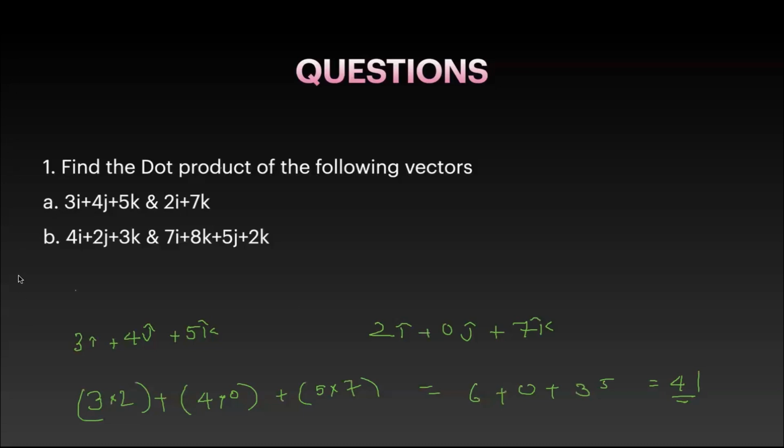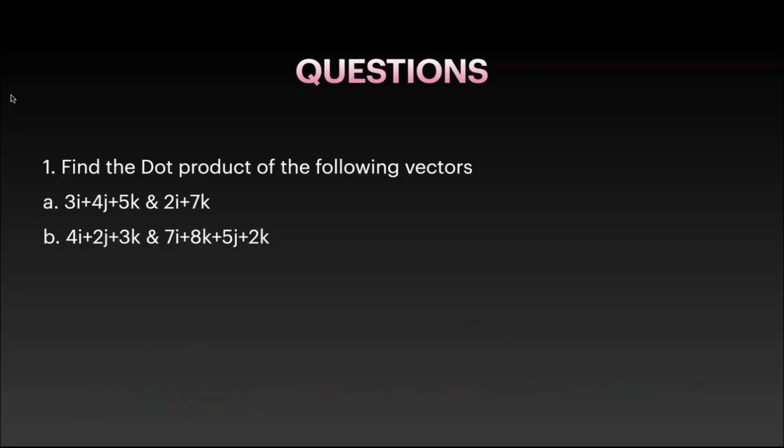Okay, quickly try the second question now. Done? Yeah. Now again, write the vectors. 4i cap, 2j cap, 3k cap. Second, 7i cap plus 5j cap plus 8k cap plus 2k cap. You can write it as 10k cap. Yes, you can add those two same coefficients.